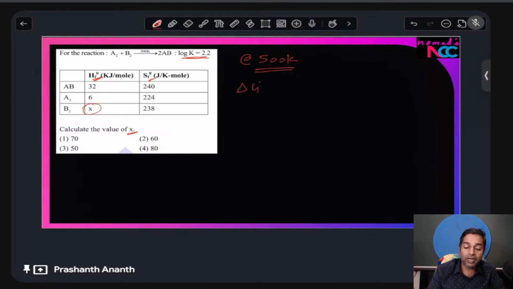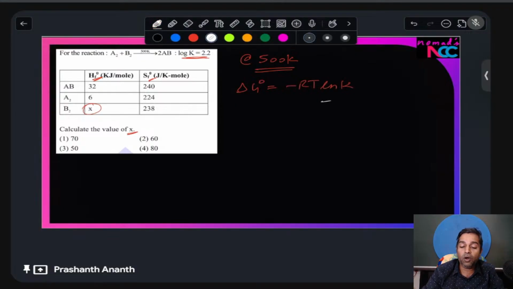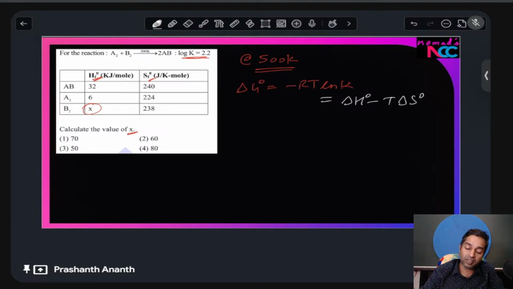So we'll have to calculate delta G naught of the reaction as minus RT ln K. Alright, they have given us log K over here. So delta G naught is equal to minus RT ln K. And this minus RT ln K is also going to be equal to delta H naught minus T delta S naught of the reaction. If I can do it in that fashion, I'll be getting the answer properly here.